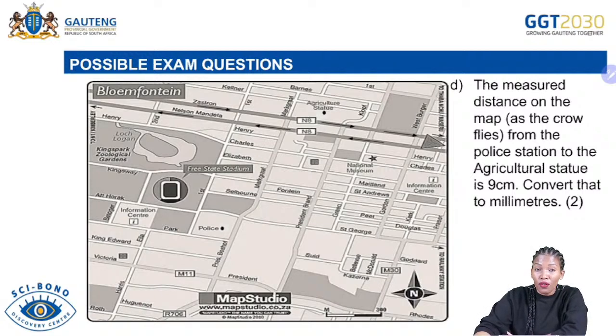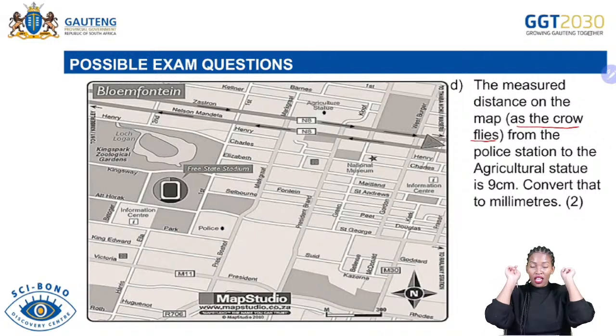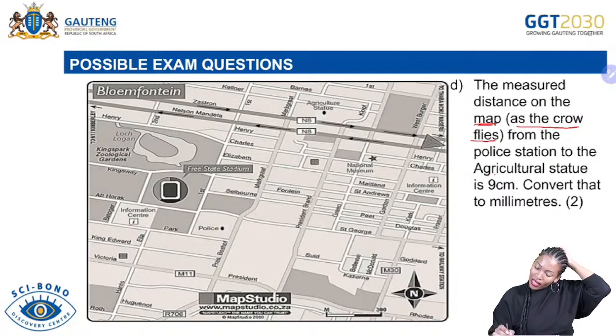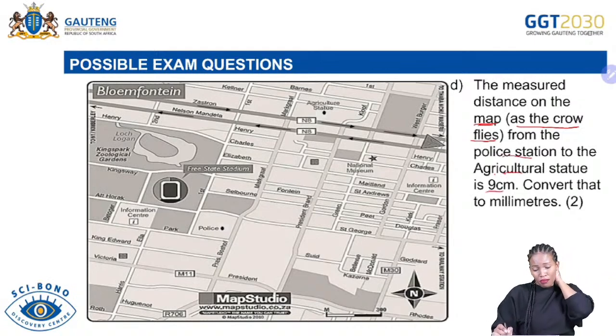This one will test if you guys remember what we learned last week. The measured distance on the map as the crow flies. Remember, as the crow flies, I said it is a straight line distance using a bird's eye view. It's as if you are flying. So the measured distance on the map, this is the map distance from the police station to the agricultural statue. Where is the police station, guys? Okay, it's somewhere there on the map, but I'm not going to waste time looking for it because they've done the measurement for us. From the police station to the agricultural statue is 9 centimeters.